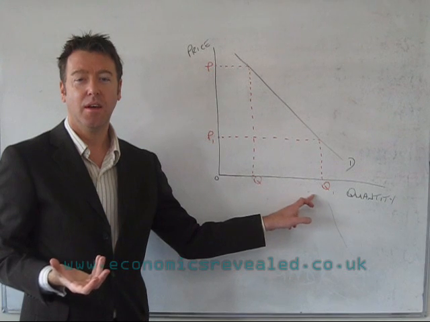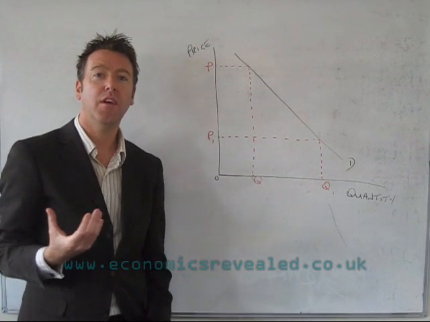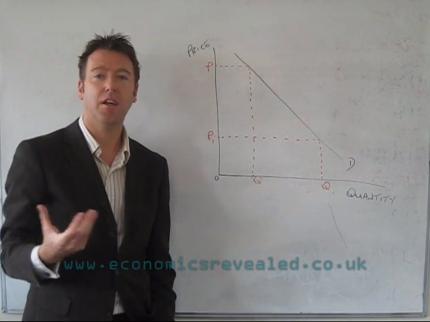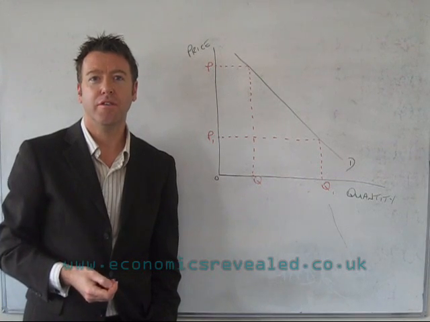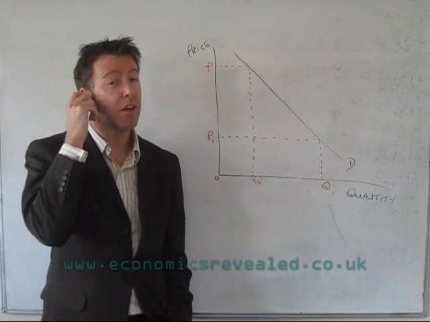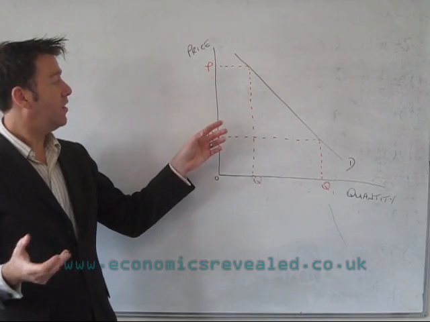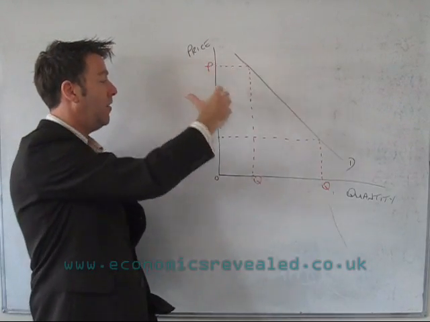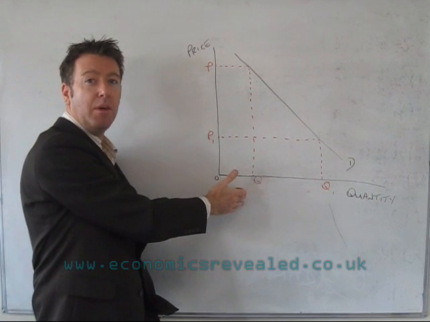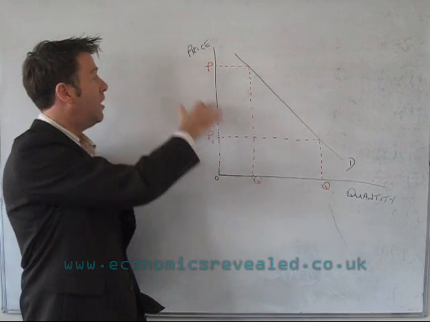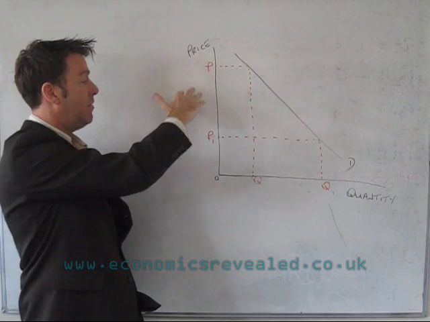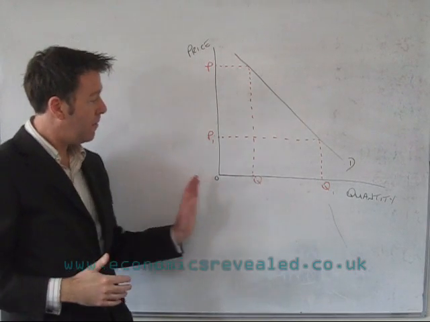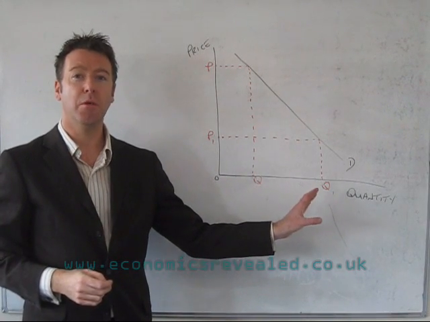Another example you might use for this is maybe tickets to go and see your favourite band or favourite artist. If the tickets for that particular band are very, very expensive, less will tend to be demanded. But if the tickets tend to be relatively cheap, many more people will tend to demand them.